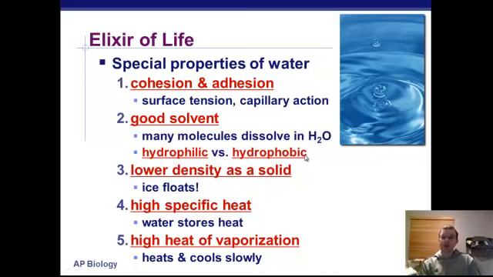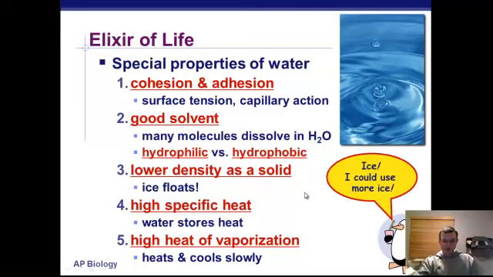It has a lower density as a solid, whereas most substances have a higher density as a solid, which means ice will float on liquid water. It has a very high specific heat, which means it can store tremendous amounts of energy. And it has a high heat of vaporization, which means it heats and cools very slowly. So let's take a few minutes and look at each of these particular properties.